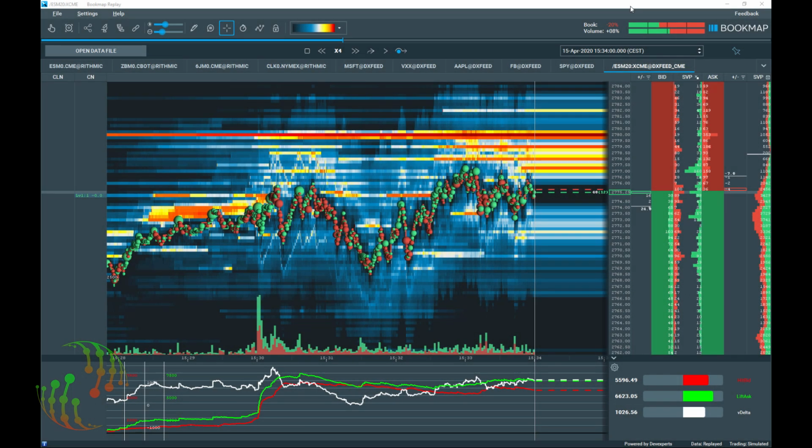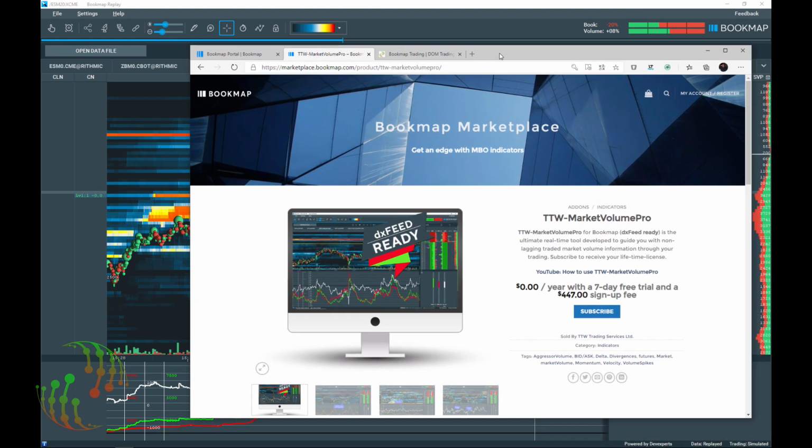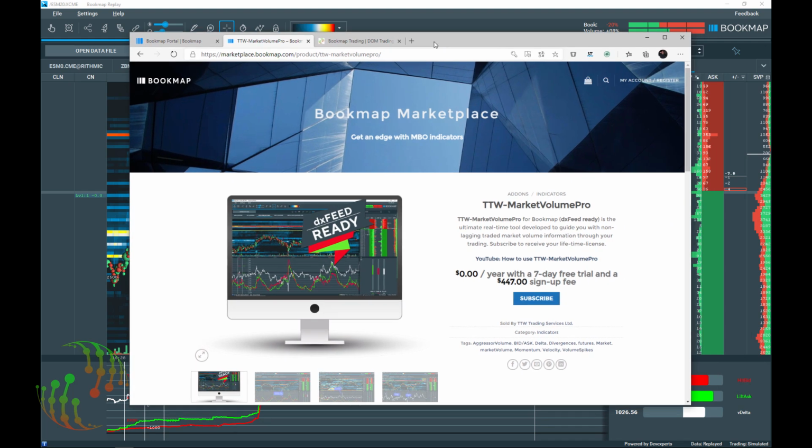Today I'd like to show you how to successfully use TTW-MarketVolumePro with dxFeed to determine market direction. Before I go into more detail, only a few words about the installation process of TTW-MarketVolumePro. It is available on Bookmap's marketplace, where you can get your license copy. It is a lifetime license with free updates and comes with a 7-day trial.